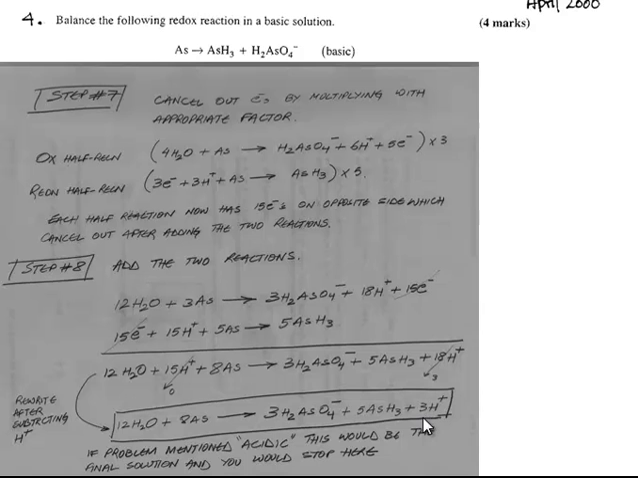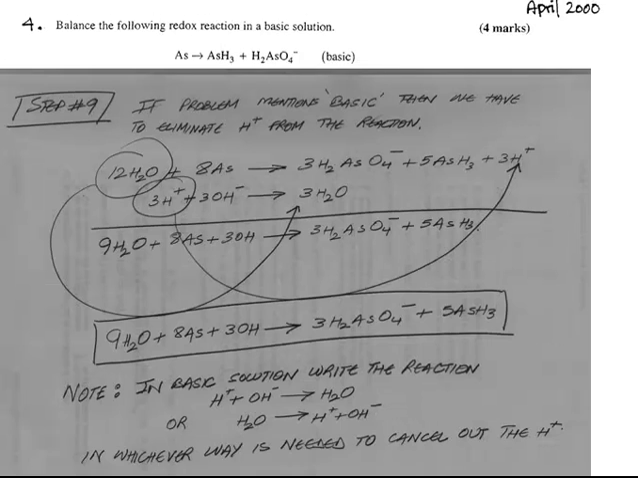Now if the problem over here had asked us to balance this redox reaction in an acid solution, this is where we would stop, and that would be our solution. But it asks us to solve it in a basic solution, so there's one more step involved, which is step number 9. If the problem mentions basic, then we have to eliminate the hydrogen from the reaction.